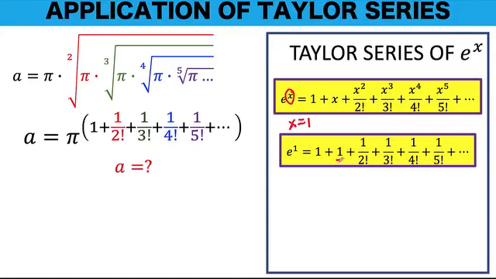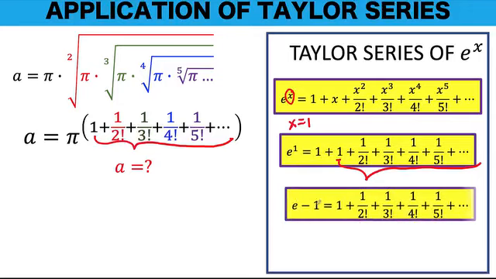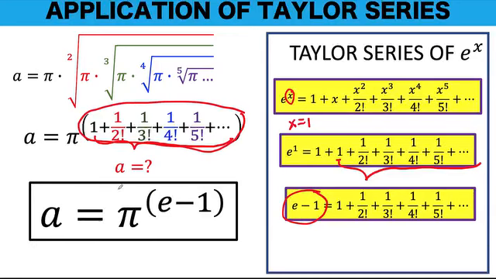Now, look at this part from 1 up to infinity. And compare that with this exponent, starting with 1 plus 1 over 2 factorial, which is this, plus 1 over 3 factorial. And so, if we subtract 1 from both sides of this equation here, we have e minus 1 equals this expression at the right, which is exactly our exponent here. And therefore, we now say that this exponent has a value of e minus 1. And therefore, we now say that a is equal to the base pi raised to e minus 1.